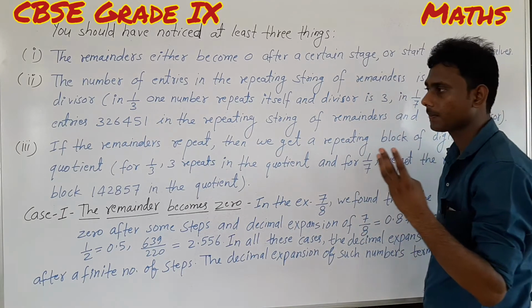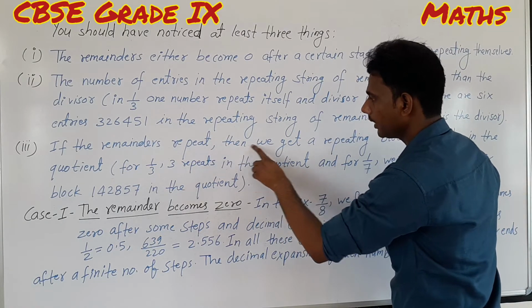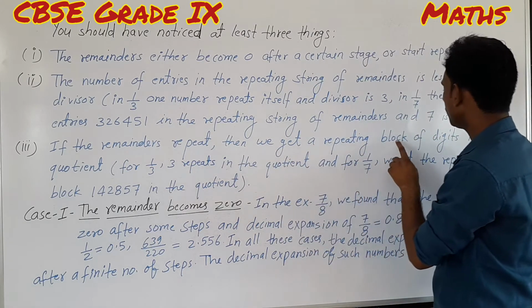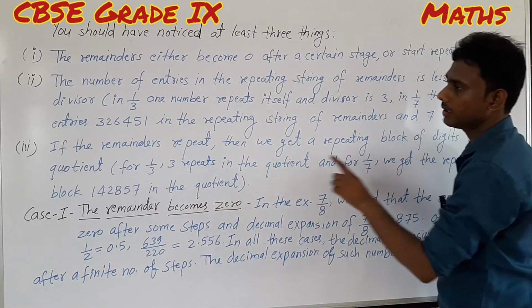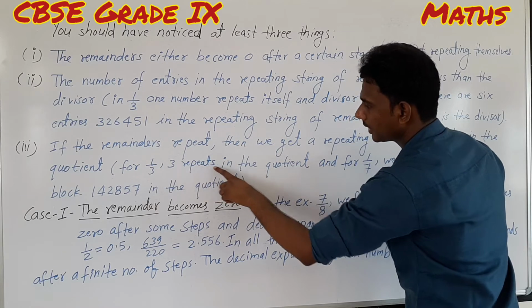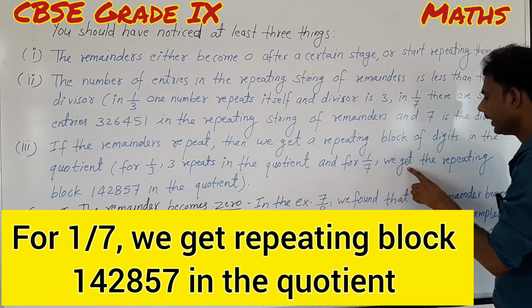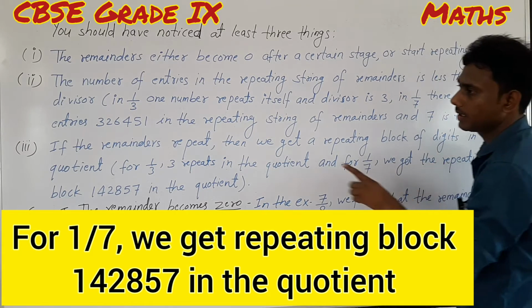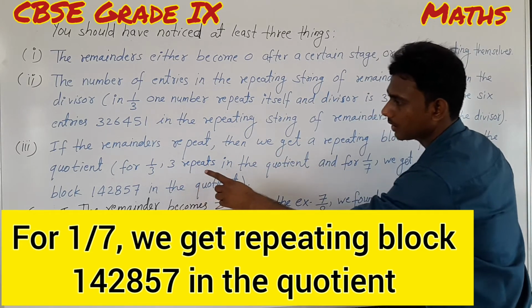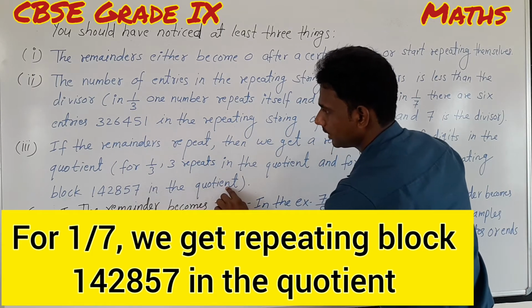Number 3, if the remainders repeat, then we get a repeating block of digits in the quotient. For 1 upon 3, 3 repeats in the quotient, and for 1 upon 7 we get the repeating block 1, 4, 2, 8, 5, 7 in the quotient.